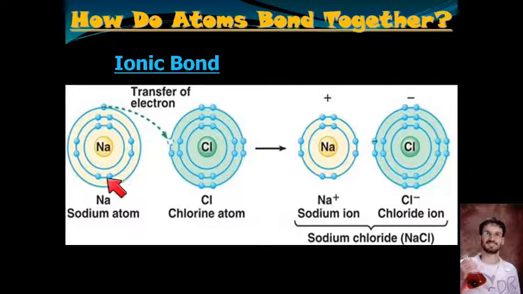If there's nothing in that outer shell, then it's like it doesn't exist. So by giving one away, sodium has a full outer shell. And by picking one up, chlorine has a full outer shell. That gives this one a positive charge because it lost an electron. This one picked the electron up, so now it has a negative charge. And that electromagnetic force between the two creates the molecule. That's the bond.